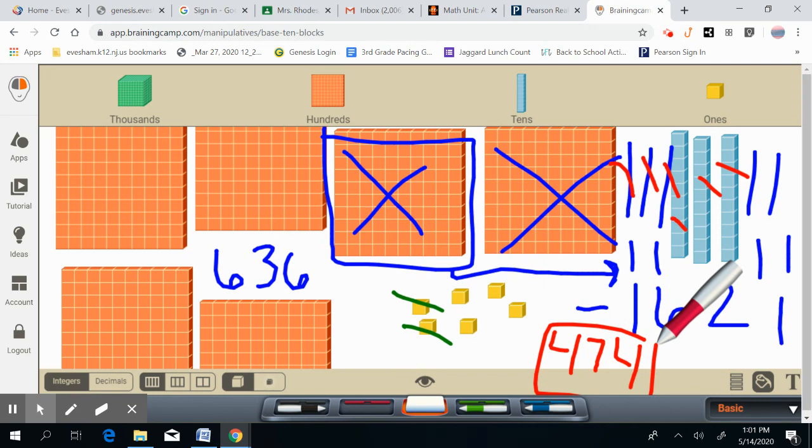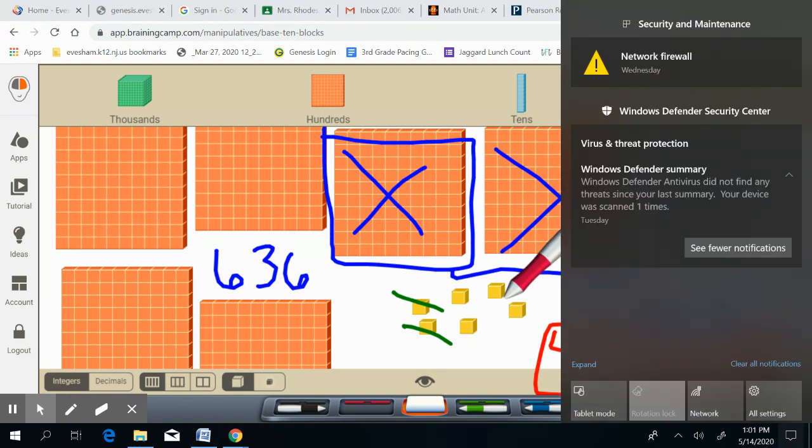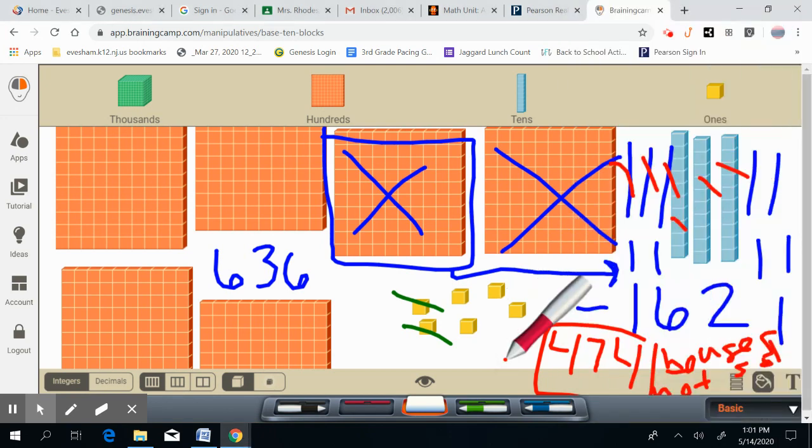So 474 houses were not sold. Okay, and if I have room, I would write that in a sentence so I know what this 474 stands for. Remember to always label your answers. So I would write something like houses. Again, I'm really sorry, this is messy. I miss my active board in the classroom. That's nice and big.